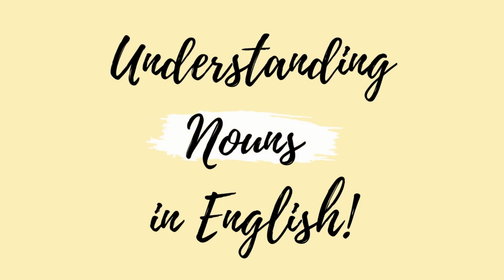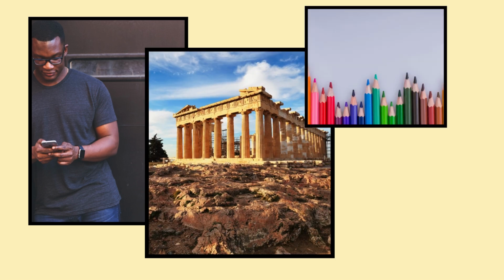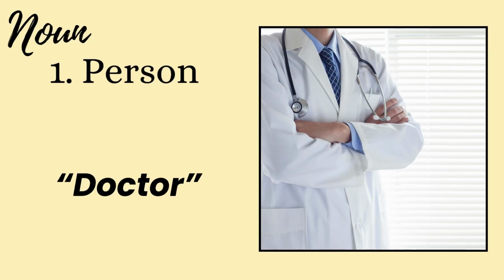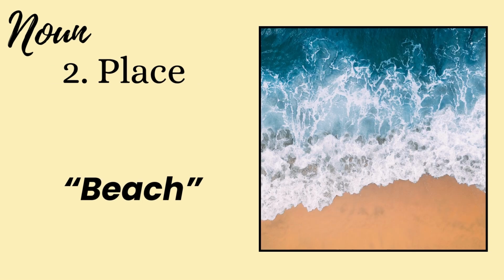A noun is a name of a person, place, thing, or idea. For example, doctor is a noun because it names a specific person. Beach is a noun as it represents a specific place near the sea or ocean where people go to relax.